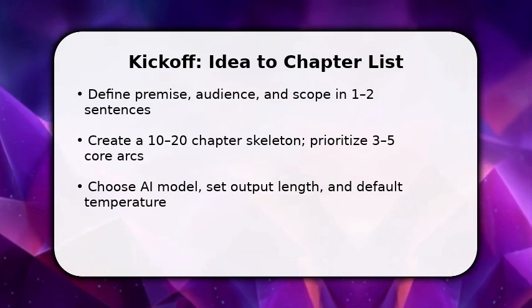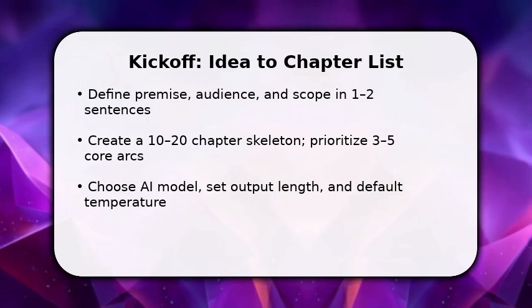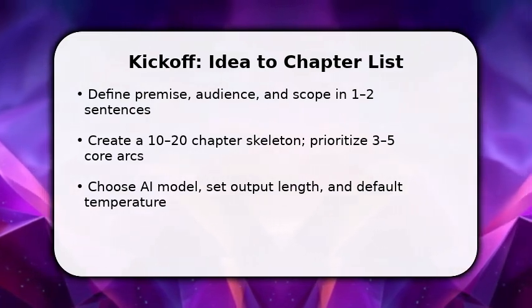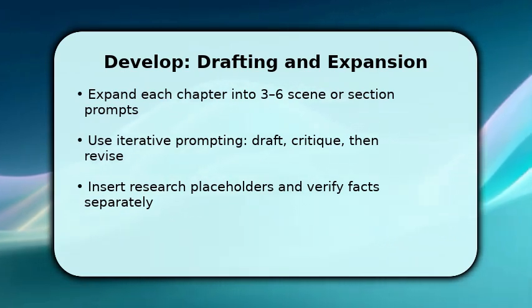Then ask the AI to produce a one-paragraph summary per chapter. This immediately turns ideas into concrete writing tasks you can iterate on. You now expand chapters into actionable scene or section prompts, aiming for 3 to 6 items per chapter.